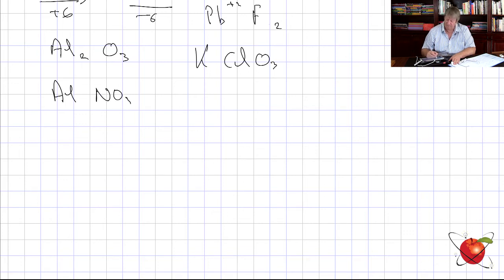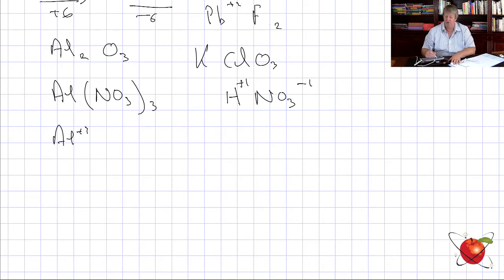Al(NO3) with a 3 on the outside. Remember, NO3 was minus 1. I always remember it from nitric acid, HNO3, and I know H is plus 1, therefore NO3 must be minus 1. Al is plus 3, therefore we need 3 of those ions to attach to the aluminium to balance out the charges. Okay, Al plus 3. So that's where that 3 comes from over there. And what is it? Aluminium nitrate.